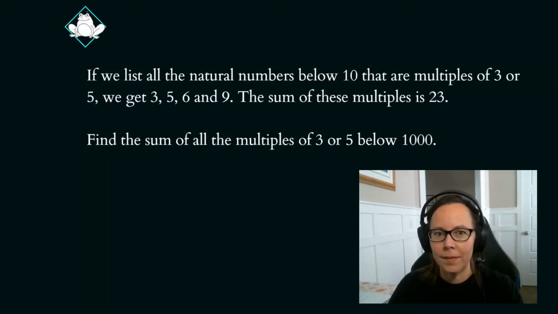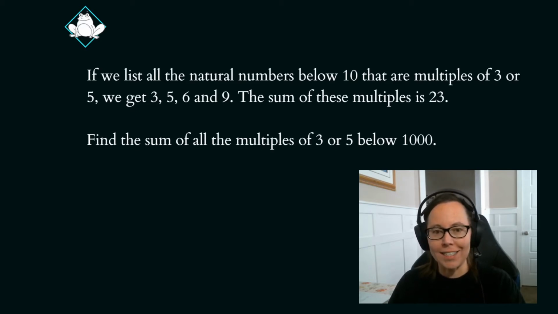Here's the problem. If we list all the natural numbers below 10 that are multiples of 3 or 5, we get 3, 5, 6, and 9. The sum of these multiples is 23. For our problem today, we're tasked to find the sum of all the multiples of 3 or 5 below 1,000.